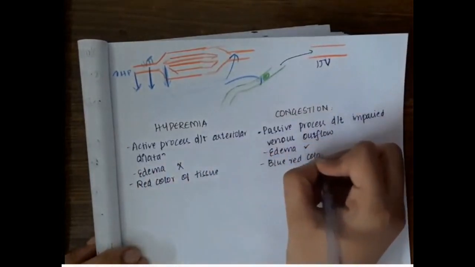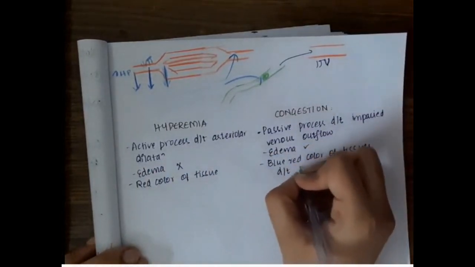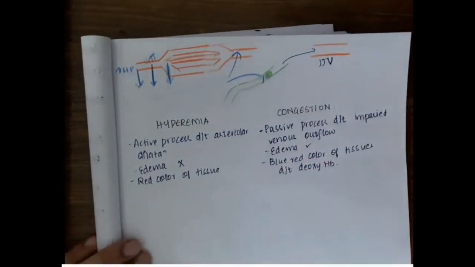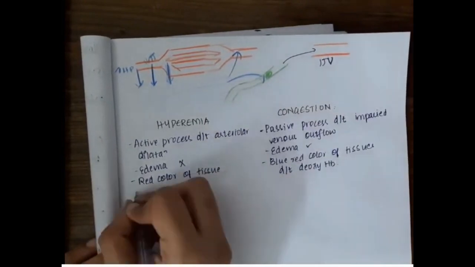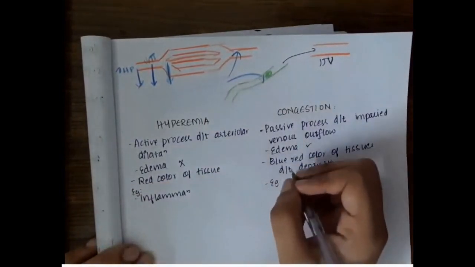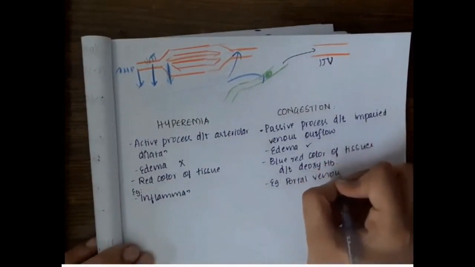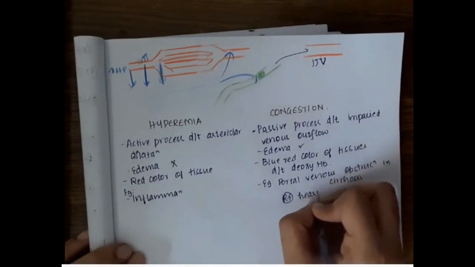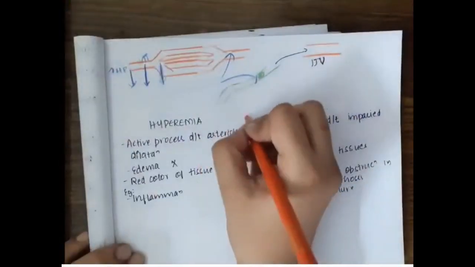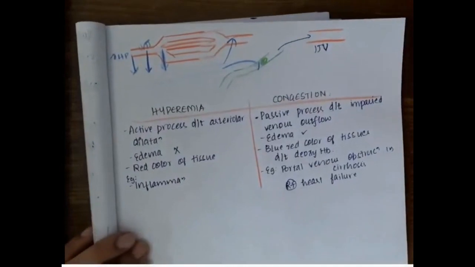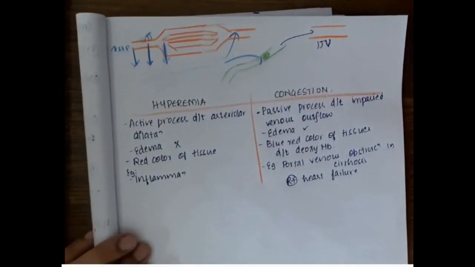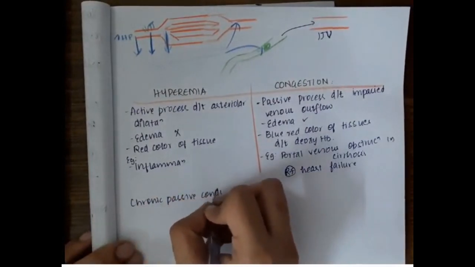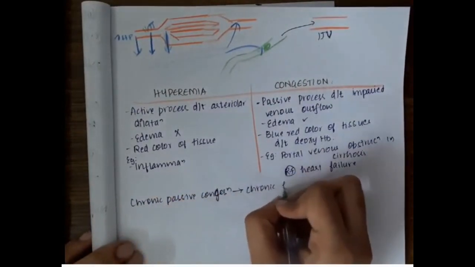In hyperemia, you will see red color of tissue. In congestion, we will see bluish red color of tissues. Inflammation is an example of hyperemia, whereas in congestion, examples are portal venous obstruction and cirrhosis. Right heart failure is also an example of congestion. So these are the two different types of definitions and important differences.